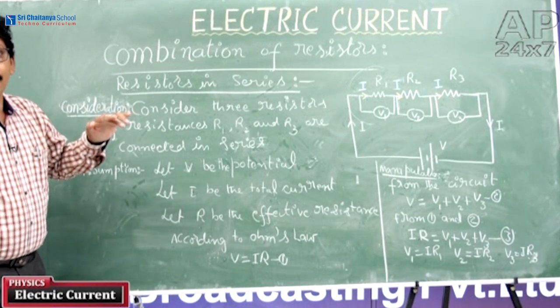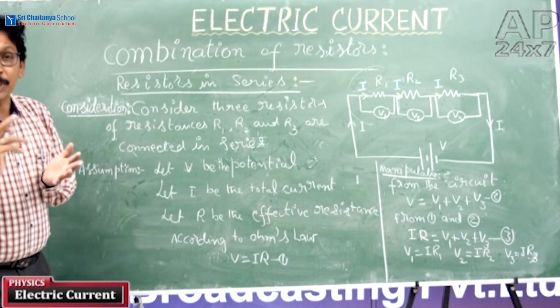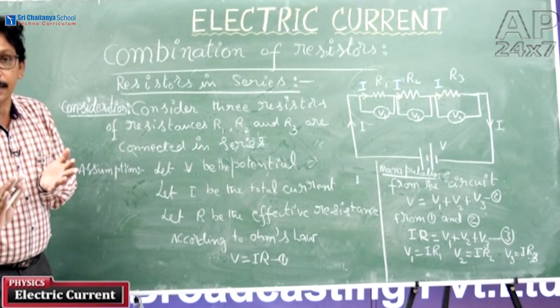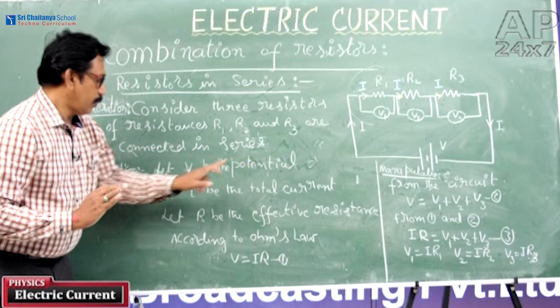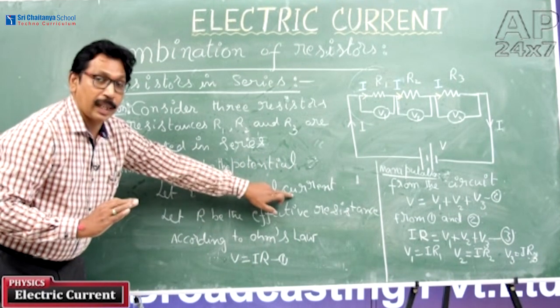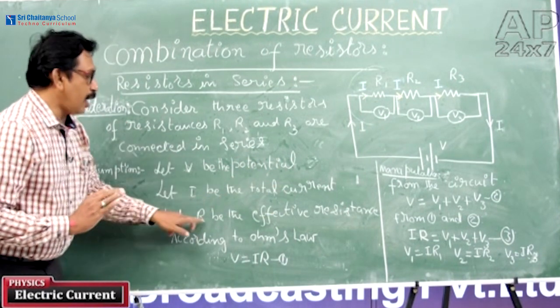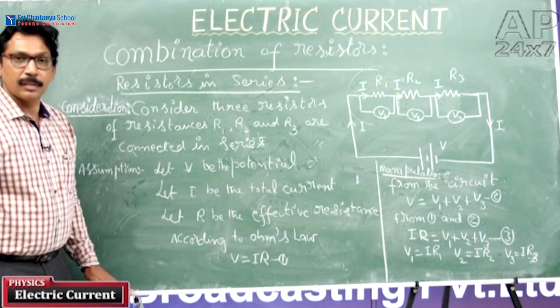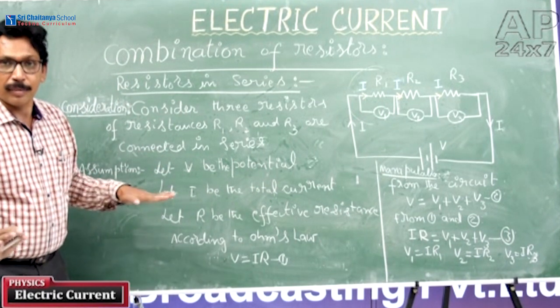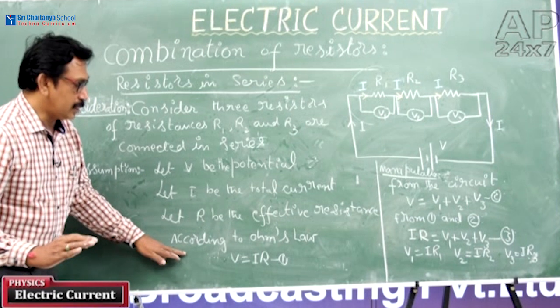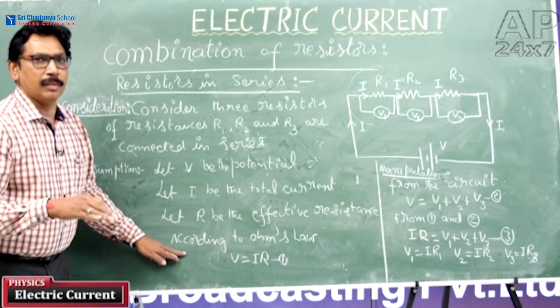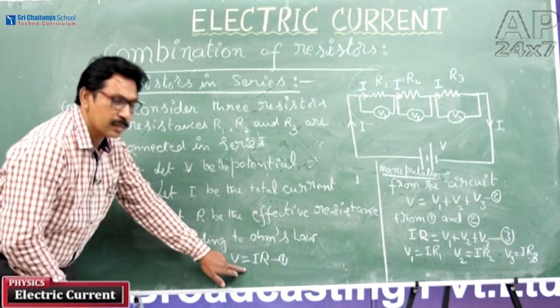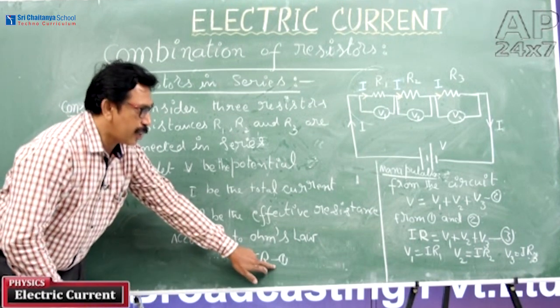Next, what? Assumptions. Assumption starts with "let". Let V be the potential, let I be the total current, let R be the effective resistance. Assumptions part over. Now come to Ohm's law. According to Ohm's law, V is equal to IR, that you write. So, V is equal to IR.